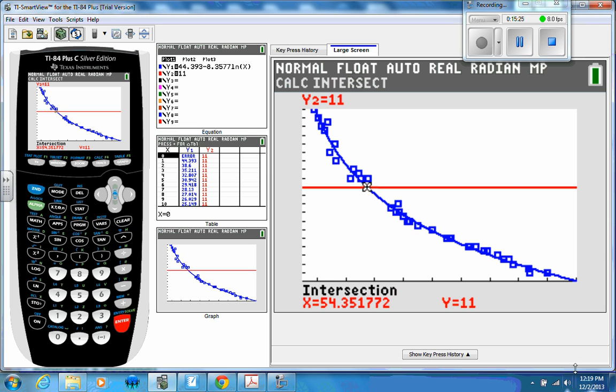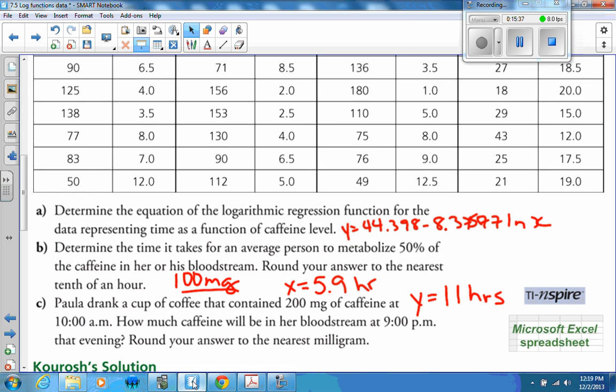Yay! So after 11 hours after drinking a cup of coffee, Paula will still have 54.4 milligrams of caffeine left. So 54.4. Okay, 0.4 says milligram. Okay, so make it 54 milligrams of caffeine left in her bloodstream.